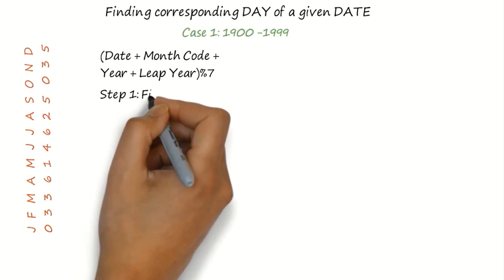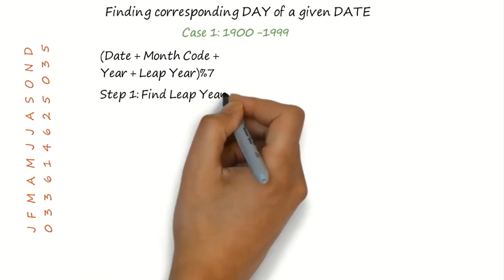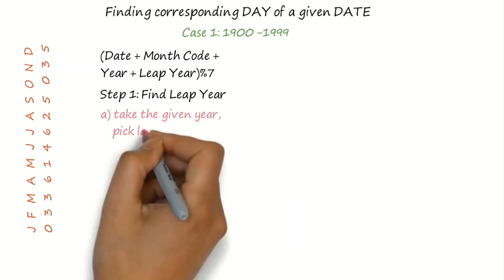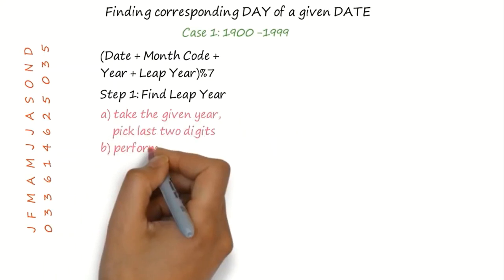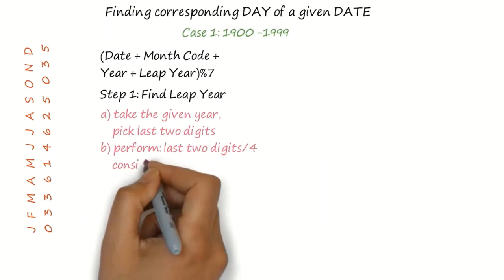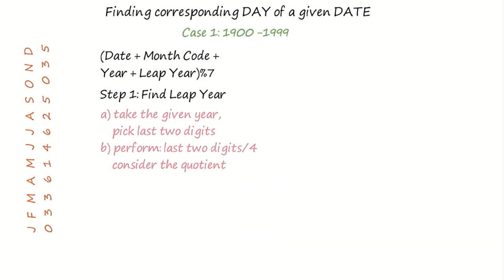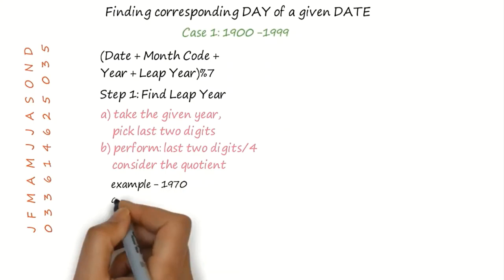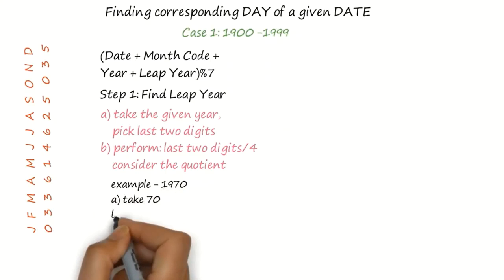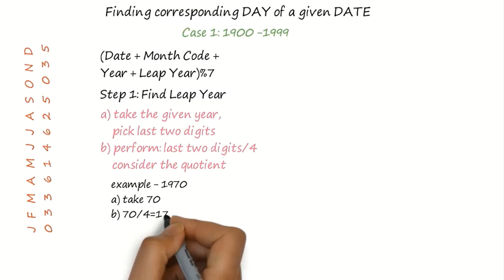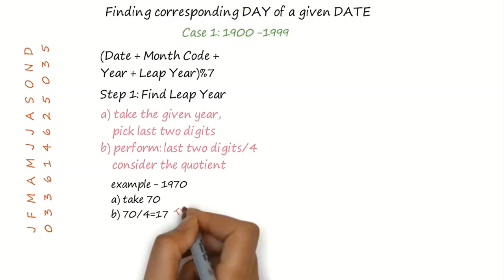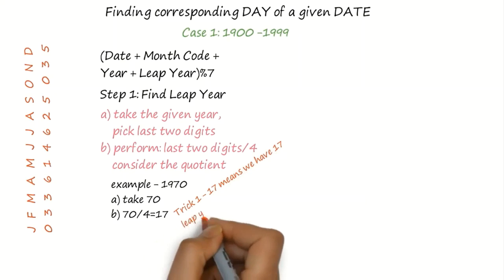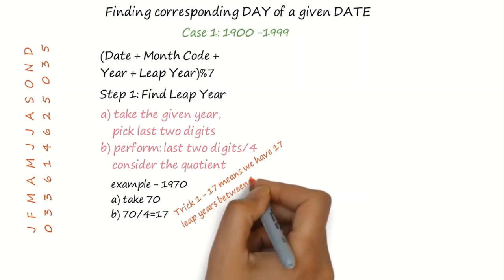First step is to calculate leap years. So we take the last two digits of the given year and divide it by 4 and take the quotient. Why 4? Because leap year comes after every 4 years. So let's take an example to understand this. For the year 1970, we will take the last two digits, that is 70, and divide it by 4. So the quotient is 17. This means 17 leap years between 1900 to 1970.